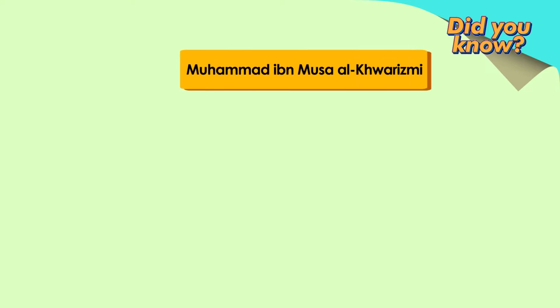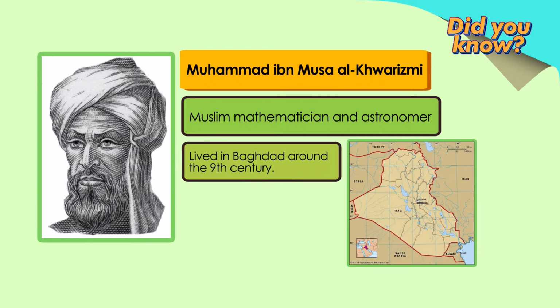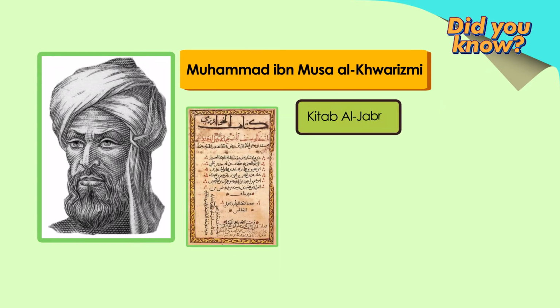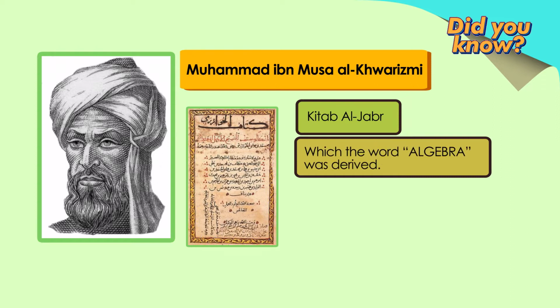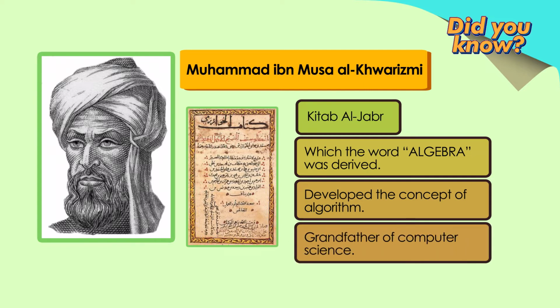History of Algebra. Muhammad ibn Musa al-Khwarizmi was a Muslim mathematician and astronomer who lived in Baghdad around the 9th century. He authored a book called Kitab Algebra, from which the word algebra was derived. He also developed the concept of algorithm in mathematics, which is why some have called him the grandfather of computer science.